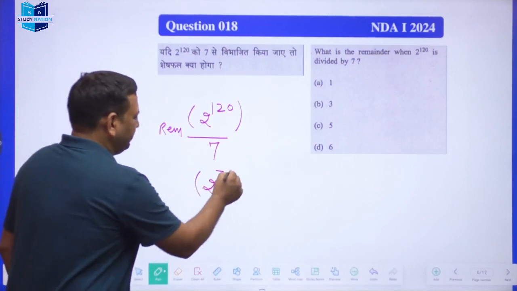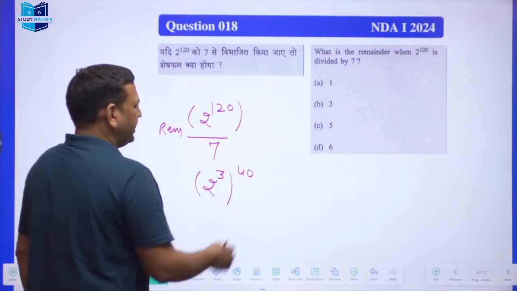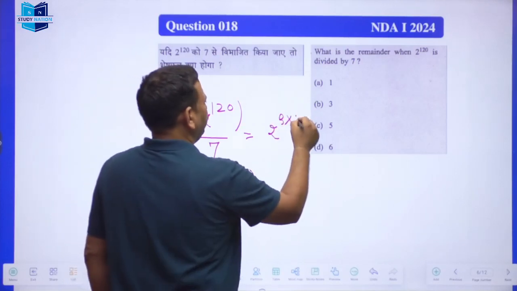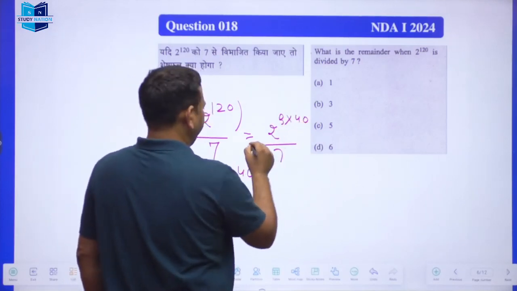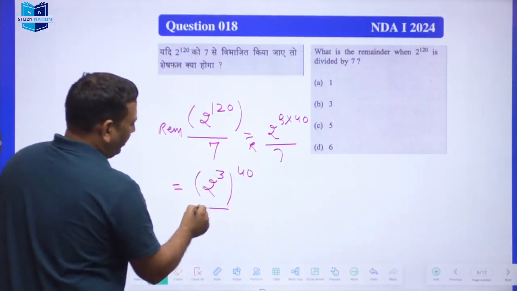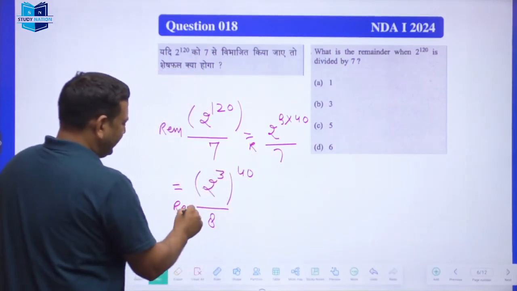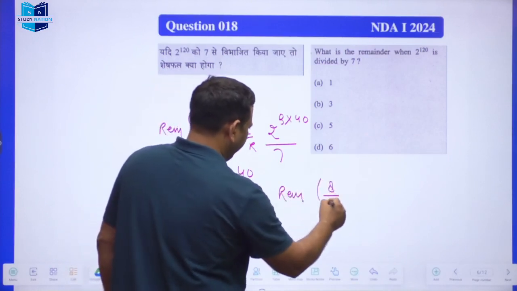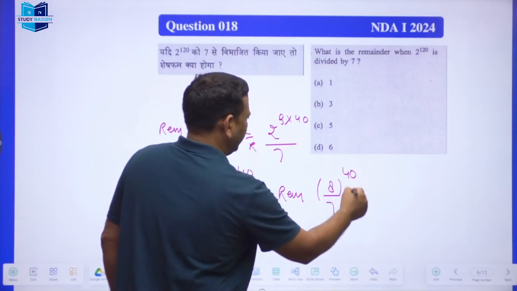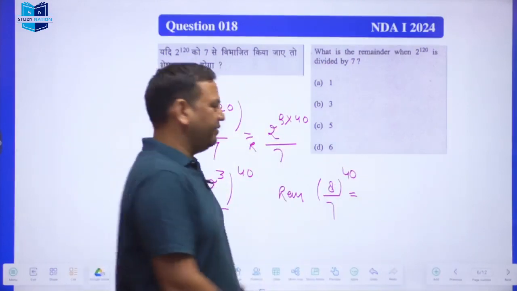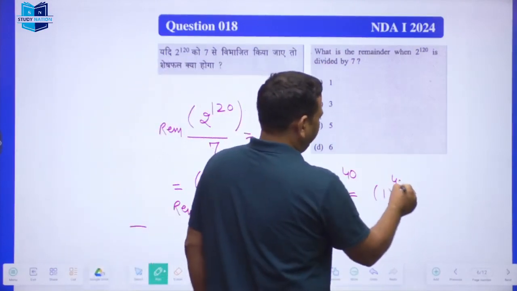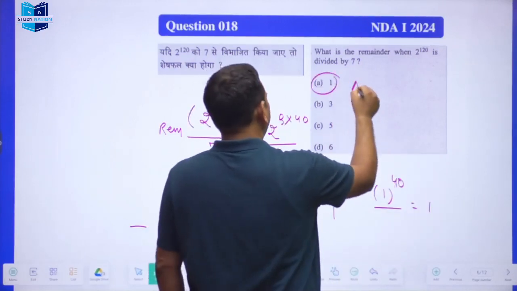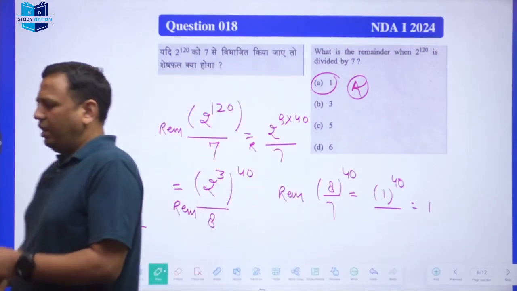And 8 is 1 more than 7. Can I write it down? 2 raised to power 3 into 40 divided by 7. So it will give you what? My formula says calculate the remainder of 8 divided by 7. So 8 divided by 7 remainder would be 1. 1 raised to power 40 will give you what? 1 only. So your answer would be 1. So A is the correct answer.